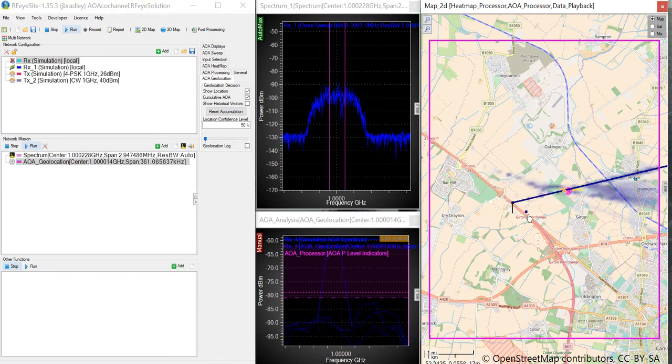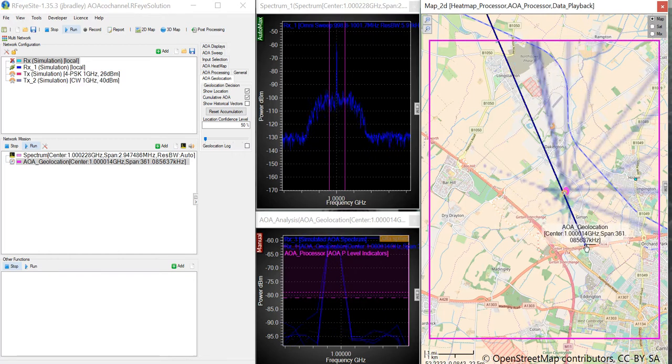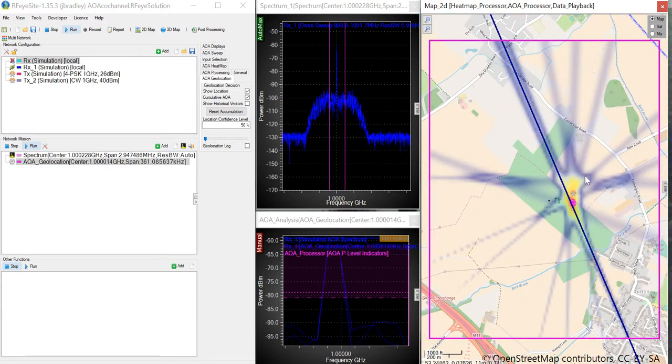Let's move the vehicle again. Move, move, move. Let's bring them down and take them onto the A14. And what you can see, the accumulation of those bearings now is actually building that heat map for us, and we're able to geolocate with a very strong certainty. Let's take a look. 50% within almost a 50 meter by 50 meter square, exactly the location of that transmitter.